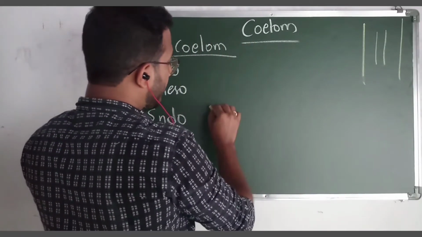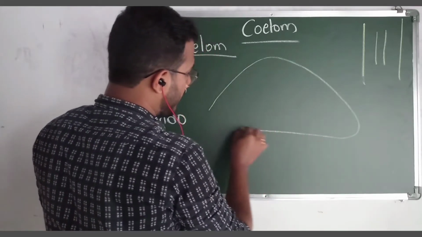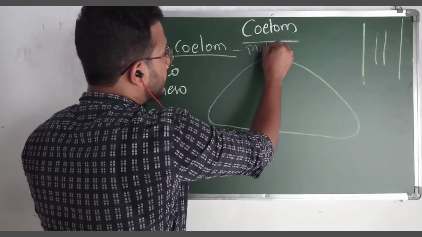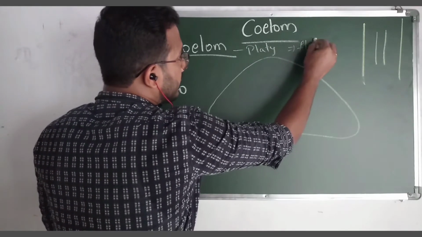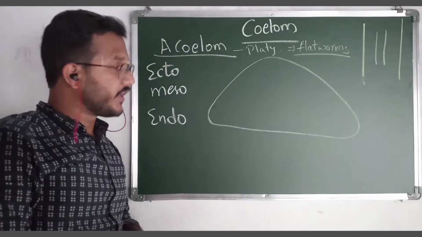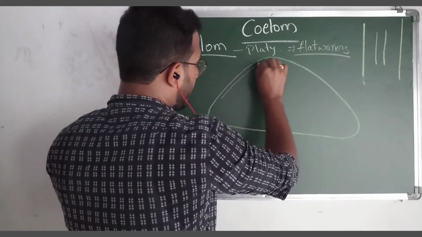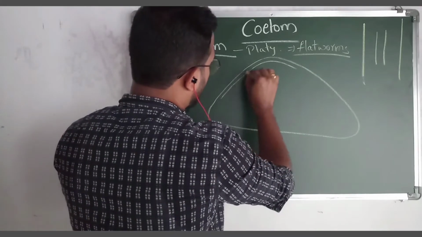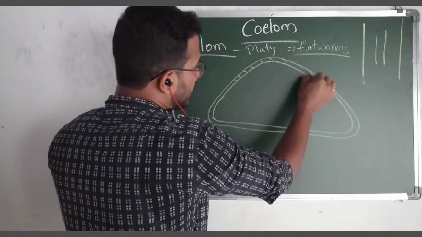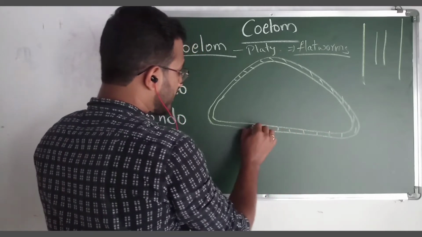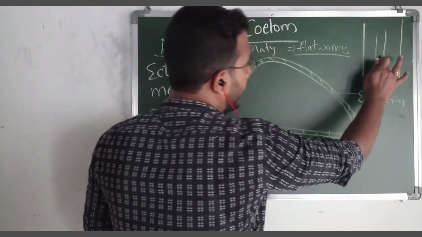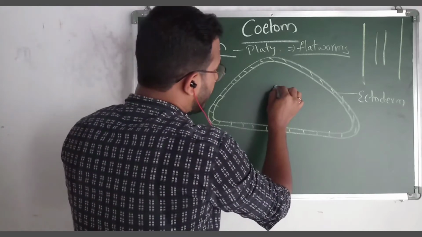So here I am drawing a particular shape. For example, the platyhelminthes body is like this because they are flatworms. They are also called flatworms. So in flatworms we can take the body structure like this. Here I am drawing the external layer, that is the body cavity, which is filled with cells, a cellular layer. That cellular layer is known as ectoderm. And here again inside I am drawing the internal alimentary canal.